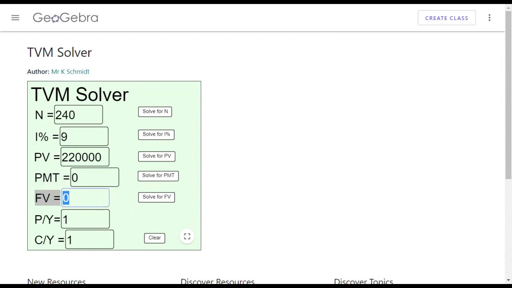PMT is what we're looking for. FV, right? That's the loan balance after all this is over, you know, how much you owe. But we want to pay off the loan, so this is going to be 0. Both of these we said are 12. PMT is what we're looking for. There we go. So notice it's negative because we're making payments, okay? But we still get the same answer.